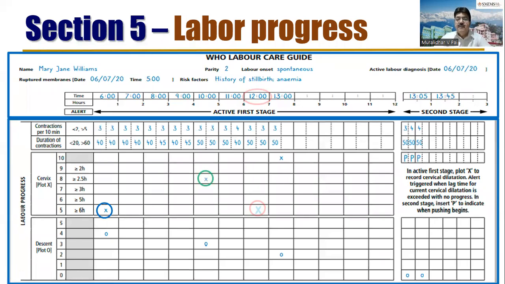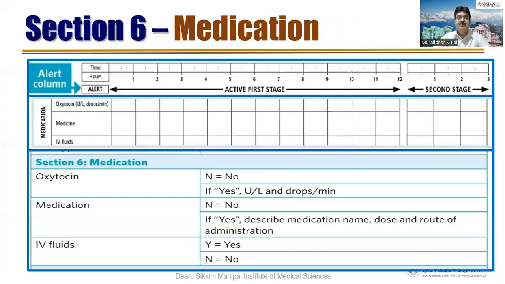Okay. And now let's go back. She reaches 10 centimeters in 5 hours. 6 o'clock she came. By 1 o'clock, she's 10 centimeters. Perfect. She's perfect. Okay. So descent also, you just write it. This is okay. There are no reference points anyway.